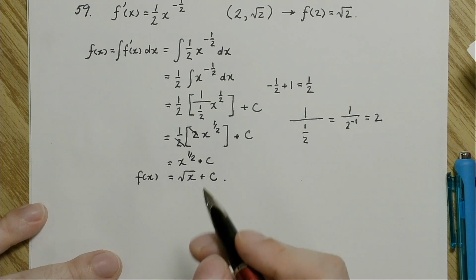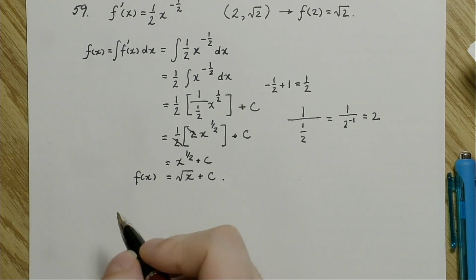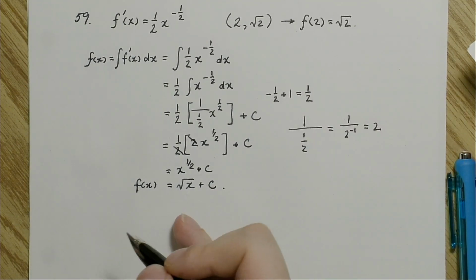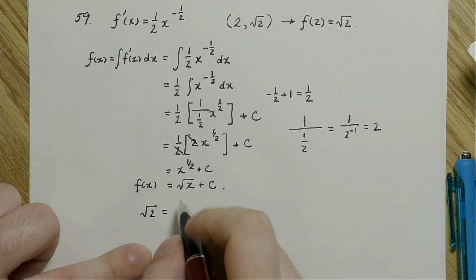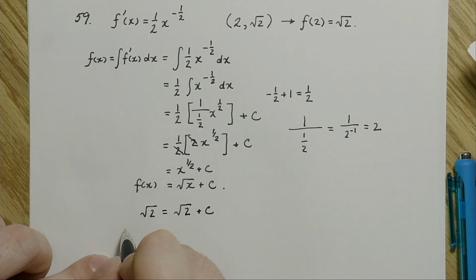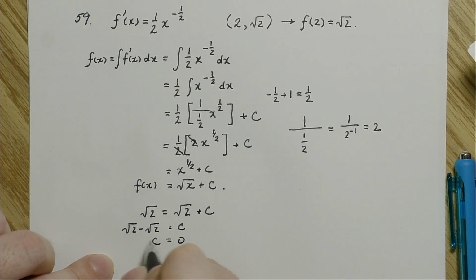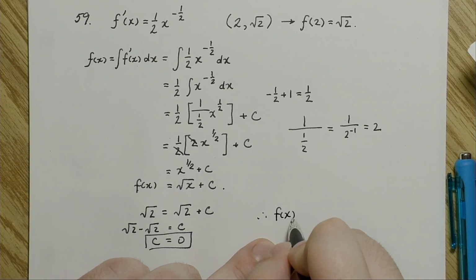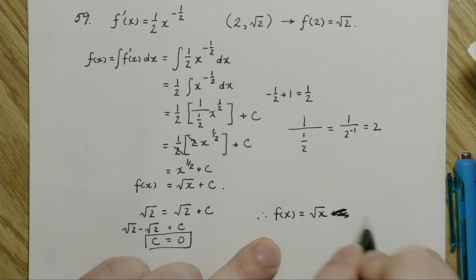Now, we have to figure out what c is in this case. So, we plug in f at 2 equals square root of 2. So I get square root of 2 is equal to, and then I have to substitute in 2 in this case, so I get square root of 2 plus c, which means that square root of 2 minus square root of 2, c, is equal to 0, which means that our original function that we were working with is f at x equals square root of x plus nothing more.